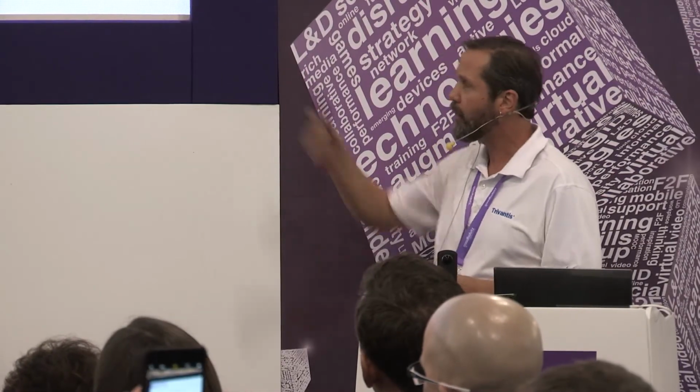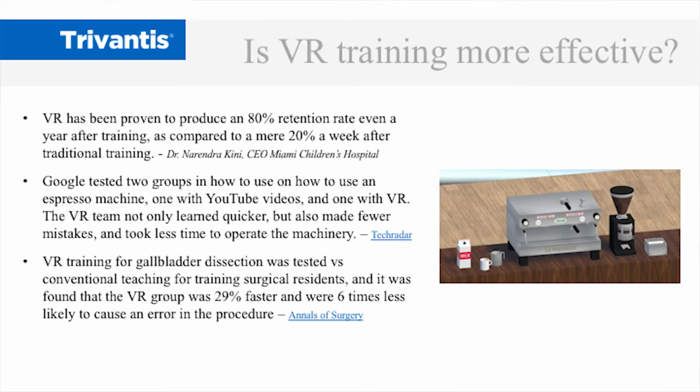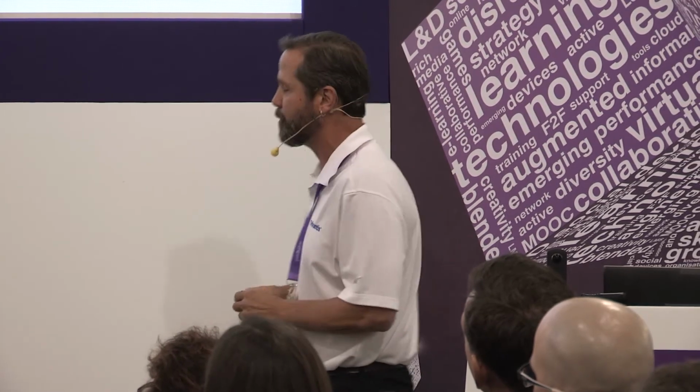They also did some VR training for gallbladder dissection, and they tested it versus conventional methods as well. They did a VR group and a control group, and the VR group was 29% faster. And to me, this is most important when somebody's working on my gallbladder: they were 6 times less likely to cause an error in the procedure. So that's saying something right there. So yes, it is certainly more effective.